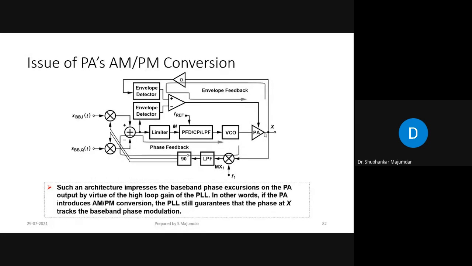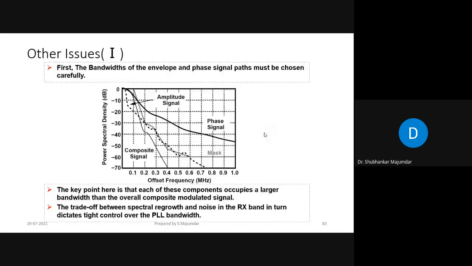So the circuit becomes bigger and bigger to make the power amplifier more and more linear. So now if we are seeing that the amplitude signal is going down, by masking it is increasing.